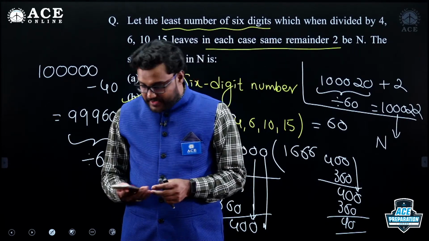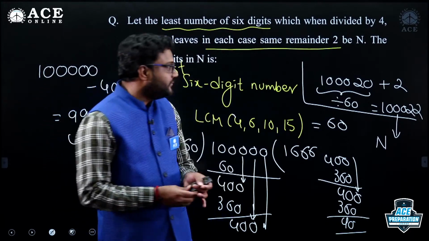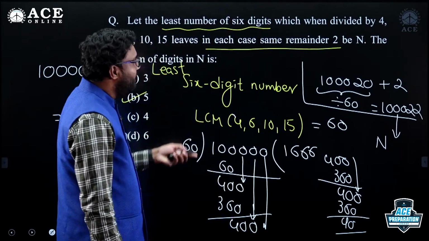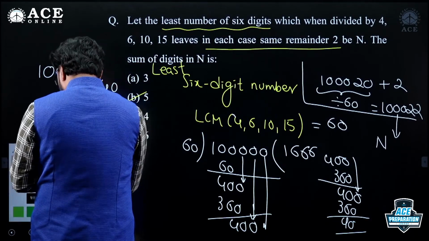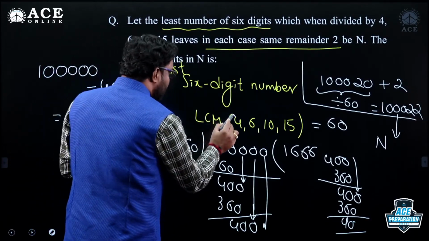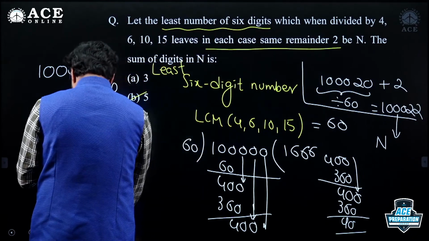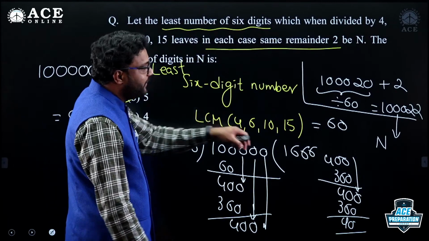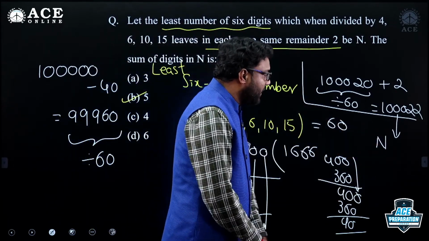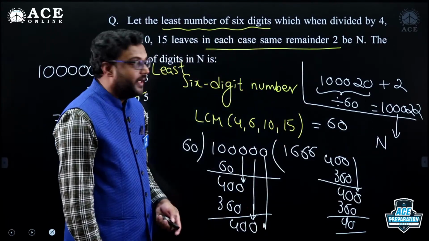Fine, so let's proceed for the next one, my dear friends. This is the least number which is divided by 4, 6, 10 and 15 and leaving remainder 2 in each case. Then they're asking the sum of digits for that. It's nothing but equal to 5. N is that value, my dear friends.